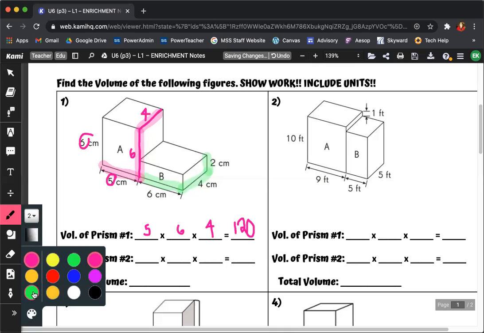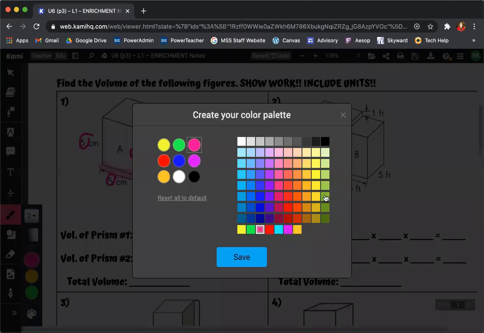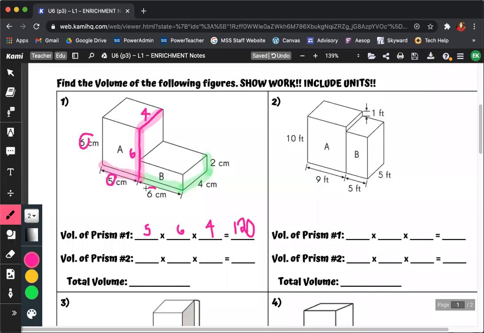Now looking at shape B. We've got this distance across is 6. We've got our width here has the measure of 4. And we've got our height here has the measure of 2. So our 3 dimensions are 6 times 4, which is 24, times 2, which is 48.